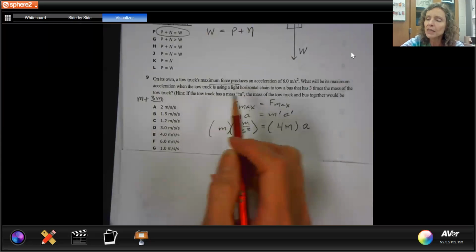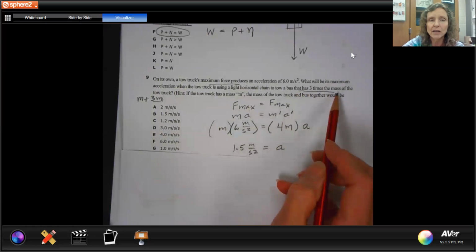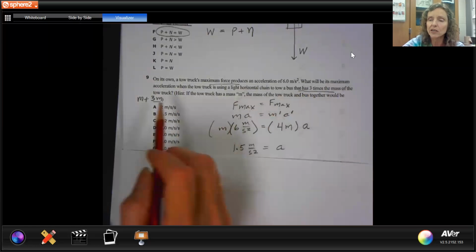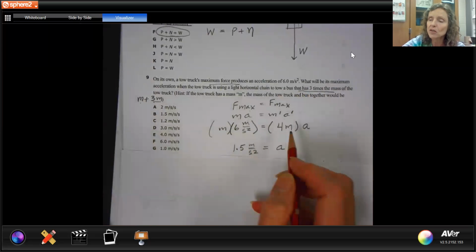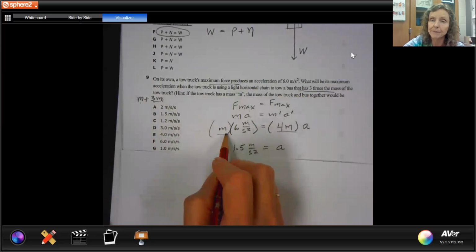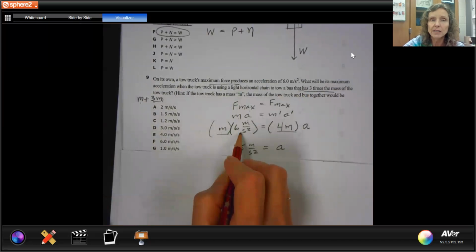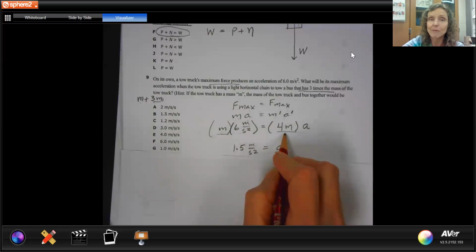Okay. So in this case, I had a bus that was 3 times the mass of the truck. So when I look at total mass here, I have the mass of the truck plus 3m for the bus. So therefore, the total mass is going to be 4m. So my new mass is 4m. When the truck was all by itself, it was just m. So all by itself, the truck had an acceleration of 6, okay? But now it's 4m with the same force.